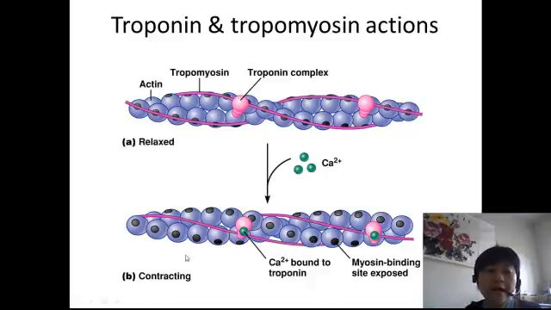That is how the muscle is contracting, because when actin and myosin are interacting and binding, then muscle contraction can happen.